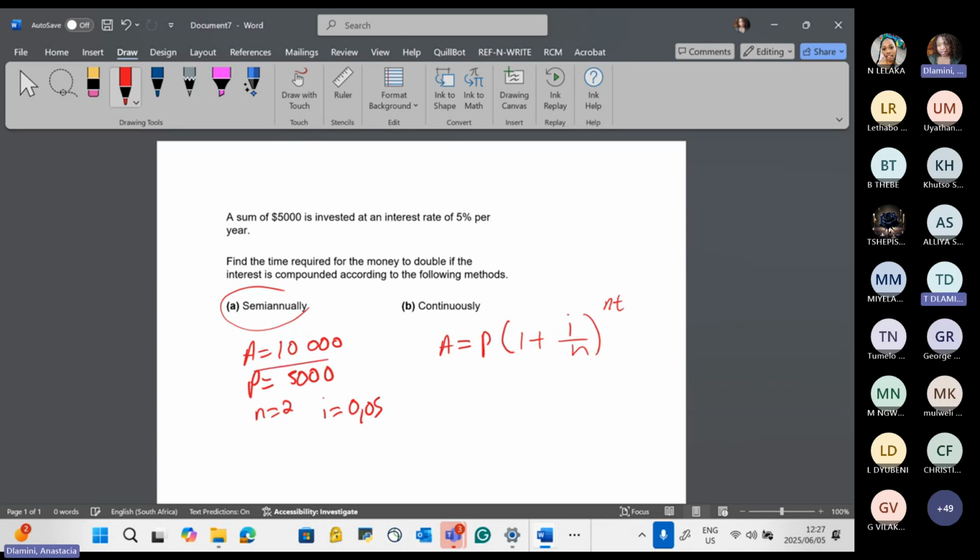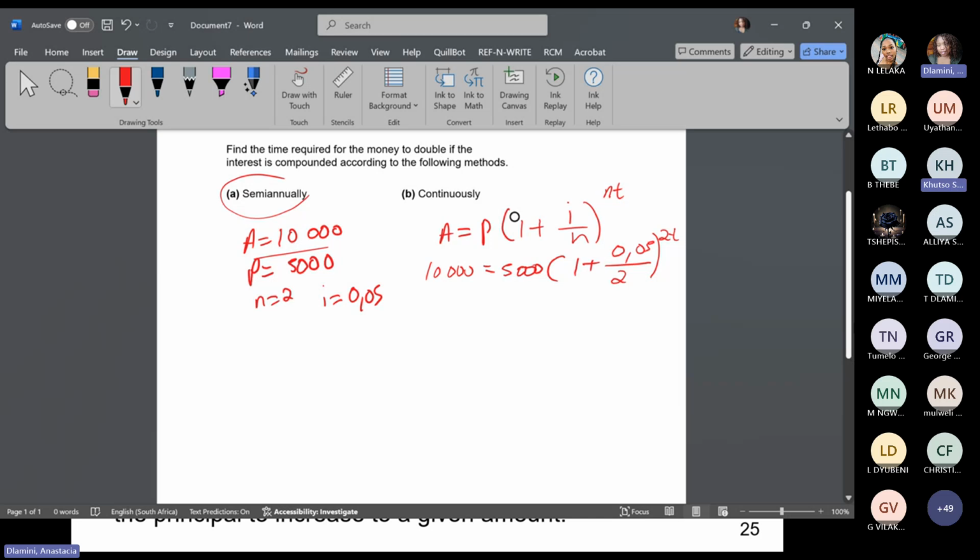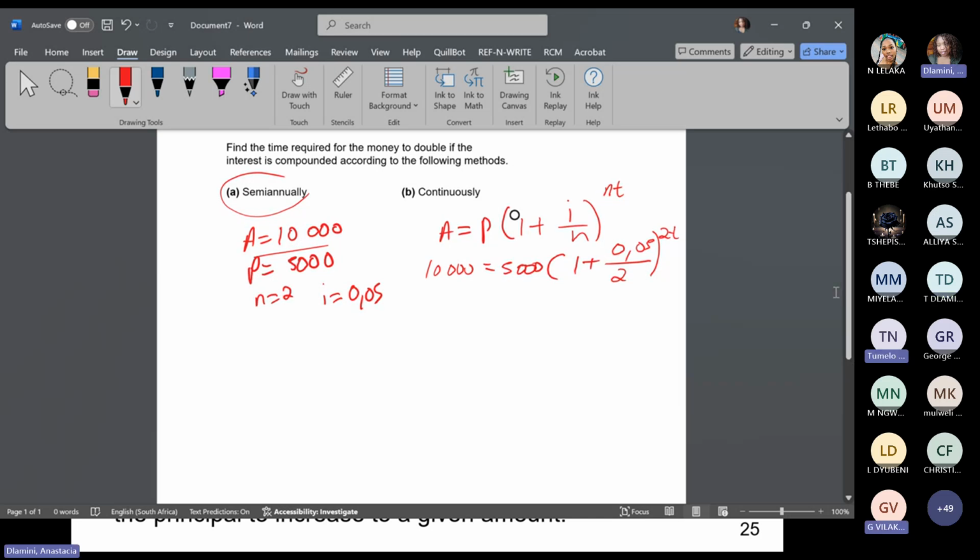So I know my A is 10,000. I know my P is 5,000. 1 plus 0.05 over 2, to the power of 2T. Yes. So then what do we do? We divide by 5,000.